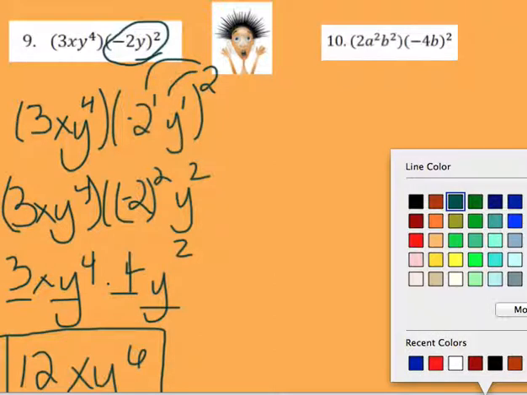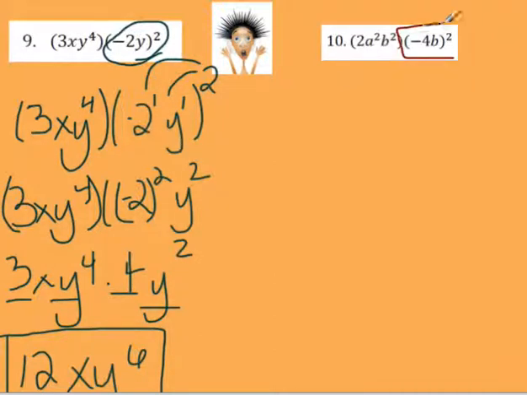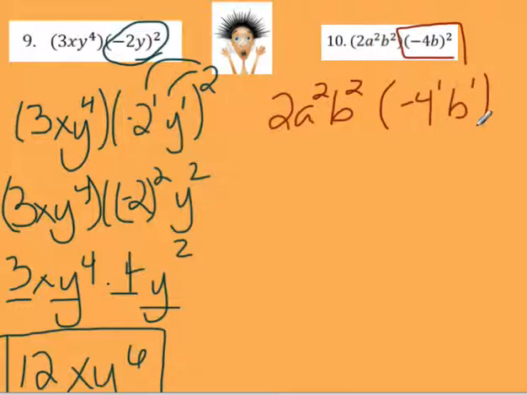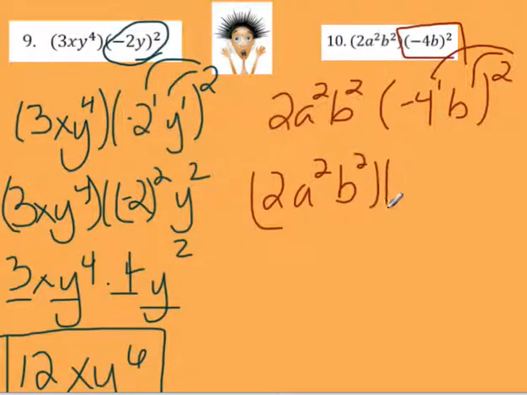Same thing for number 10. I want to go through and simplify this part right here first. So I have 2a squared b squared, and now I'm taking that negative 4, which is raised to the first power. B is raised to the first power, and then that's squared. So I'm going to take that 2 and distribute it to each one of those exponents. So I have 2a squared b squared, and then negative 4 to the 1 times 2 is 2, b to the 1 times 2 is 2.